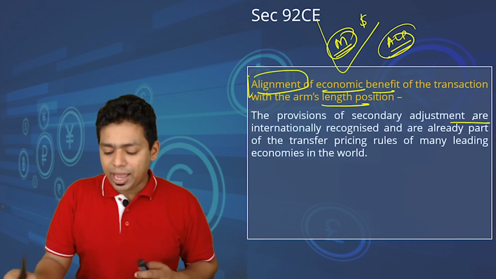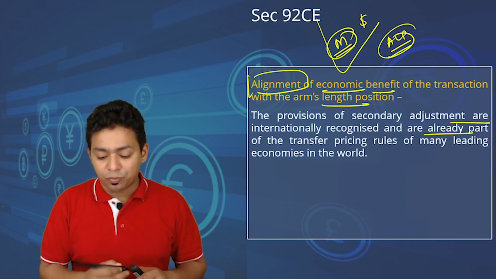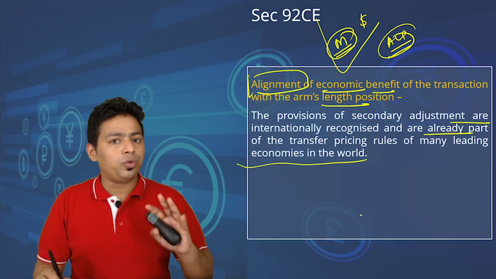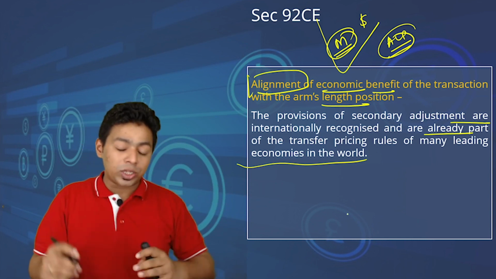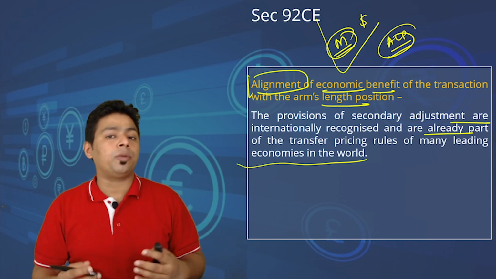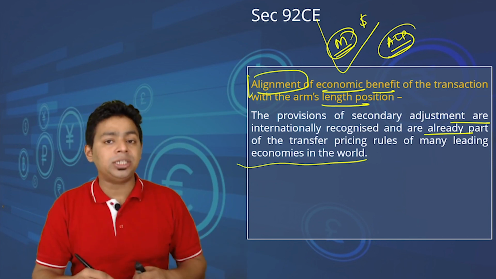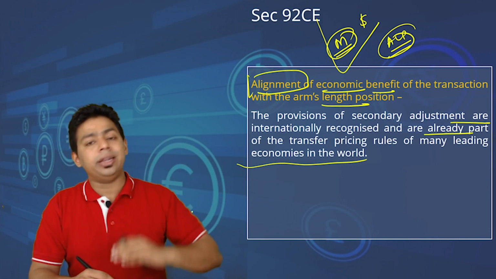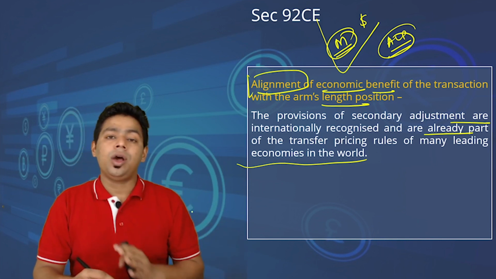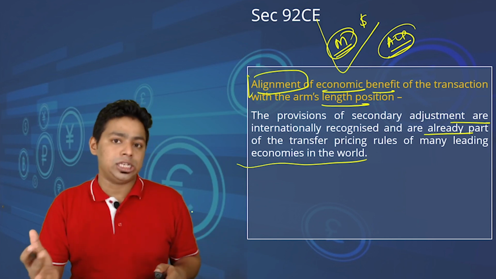The provisions of secondary adjustment are internationally recognized and already part of the transfer pricing rules of many leading economies in the world. So we are not the first one to do this, though it is looking very dangerous, and maybe many multinational corporations or foreign countries may raise questions on this kind of amendment. Don't worry about it. Already developed nations and many other OECD member countries have adopted this, and other countries are adopting this.